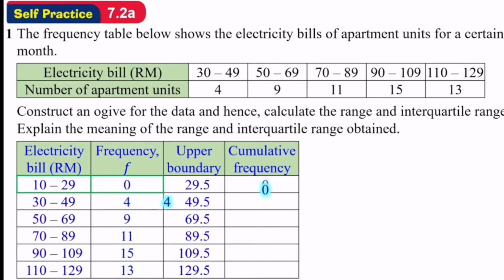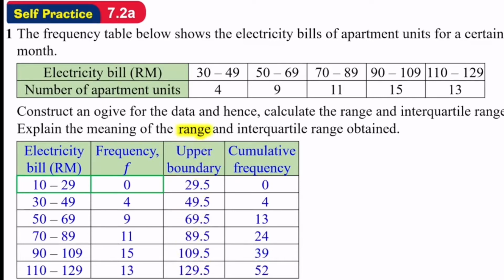0 plus 4, you will get 4. Keep on adding. 4 plus 9 is equal to 13. 13 plus 11 is equal to 24. 24 plus 15 is equal to 39. And finally, 39 plus 13 is equal to 52.